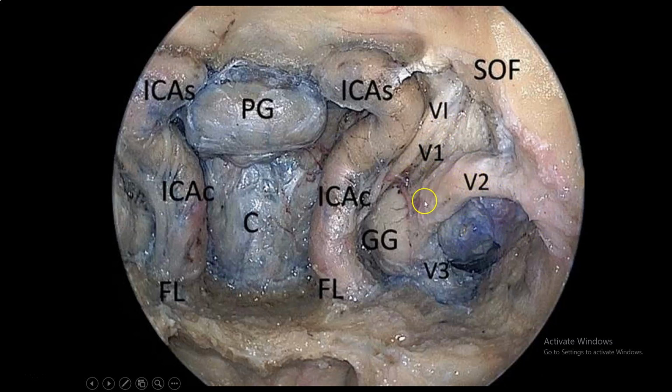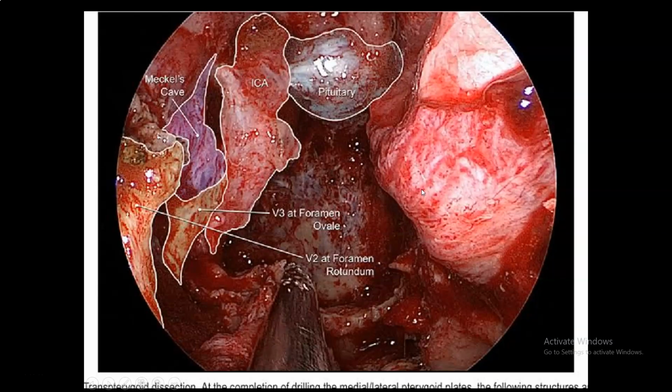Of course, you can use the lens 30 degrees. And another view showing the pituitary gland, showing the cavernous carotid, the paraclival carotid, the Meckel's cave and trigeminal region, and the foramen rotundum in the middle fossa. And here is the clivus.